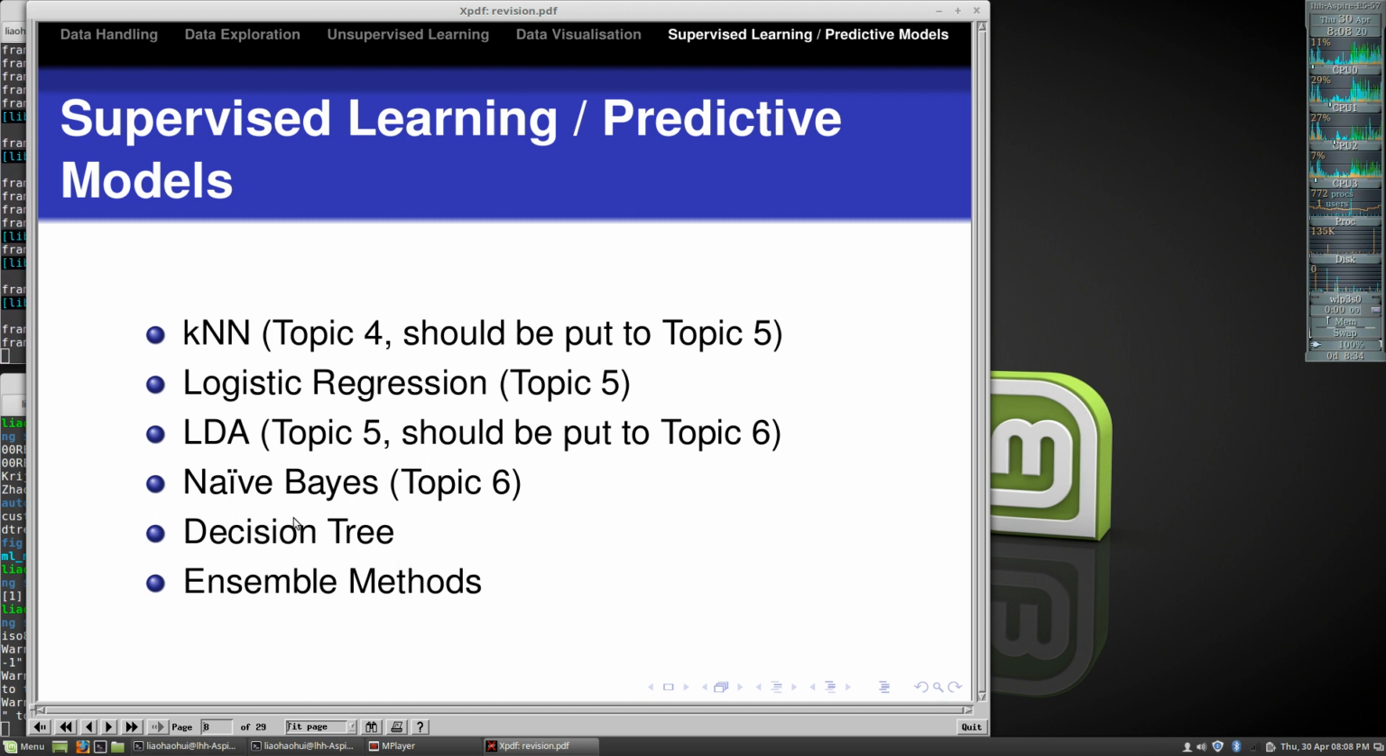Similarly for the decision tree, which is in topic 7. And naive Bayes and LDA are generative models. So now let us start revising them, each of them.